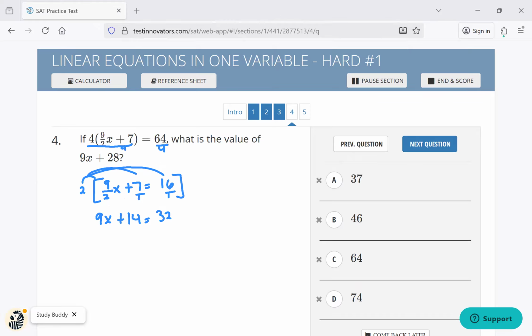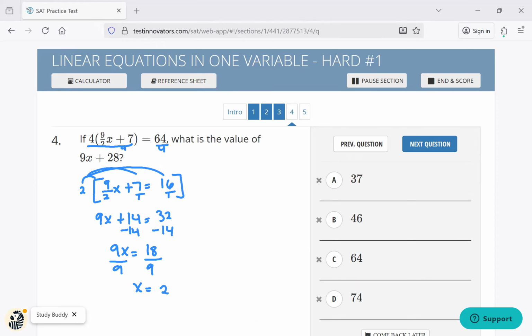And then go ahead and solve for x. So next I would subtract 14. I get 9x equals 32 minus 14, which is 18. Divide this by 9. I get x equals 2. Oh, okay. Wait, actually, they are asking you what is 9x plus 28.